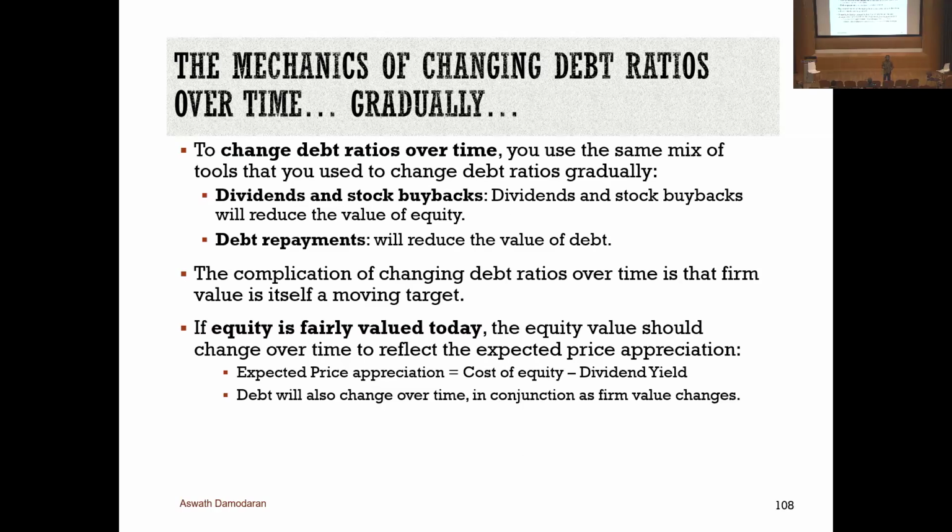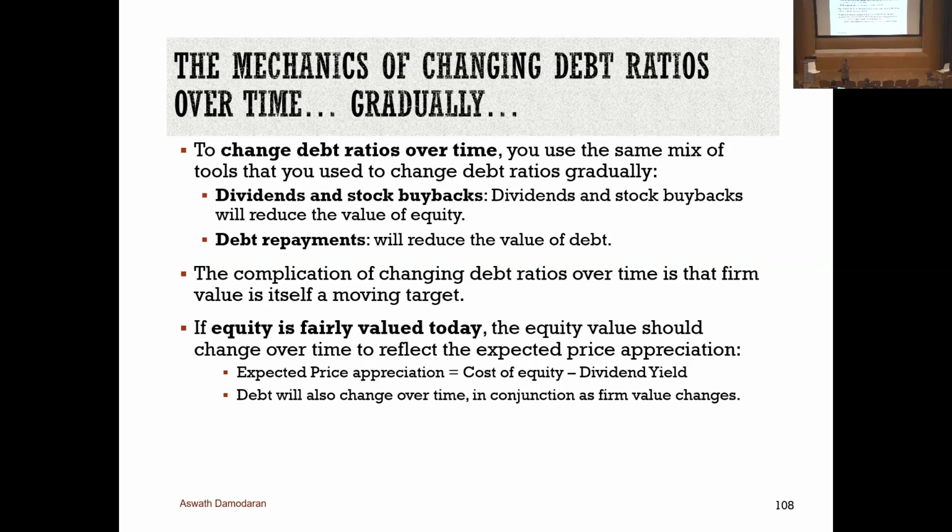Now, if you want to increase or decrease your debt ratio gradually over time, to increase it you'd either have to use dividends or buybacks. Either reduces equity. So whatever you're doing, you're essentially looking at that balance between debt and equity. The one thing about changing debt ratios gradually over time is you're targeting a firm value that will actually shift over time.